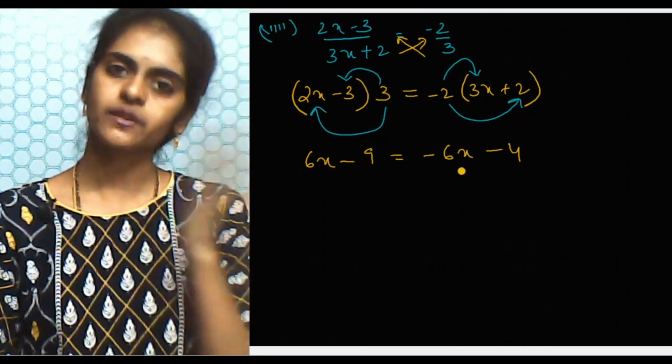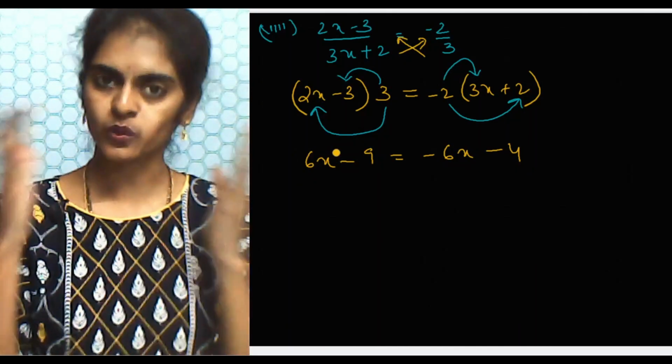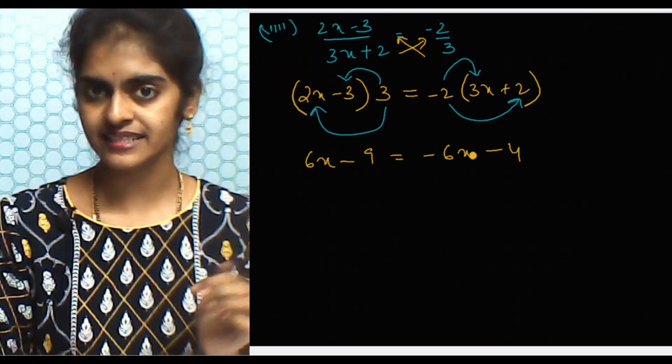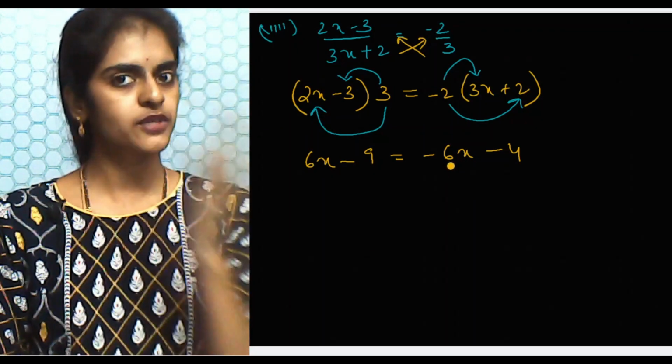Now it is similar to the previous one. I have variables on both the sides, see 6x and minus 6x. Bring both the variable terms to LHS.